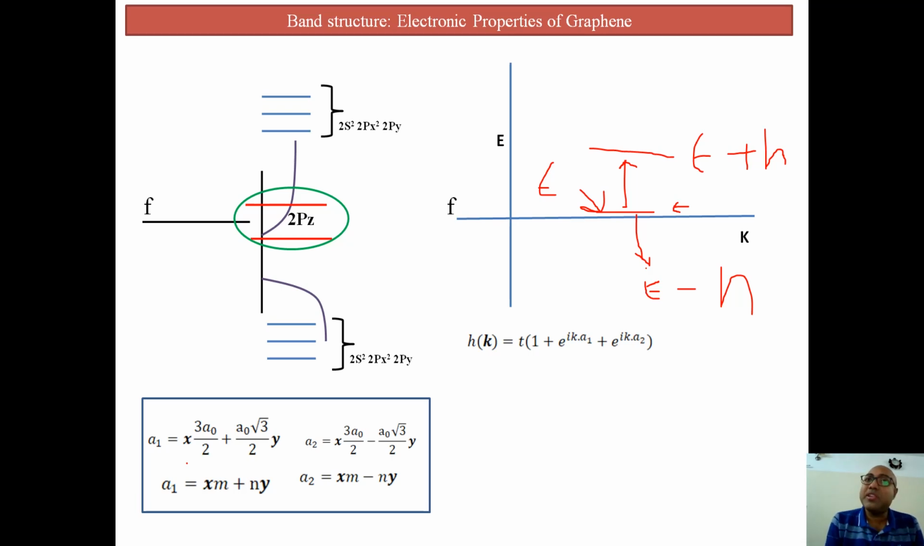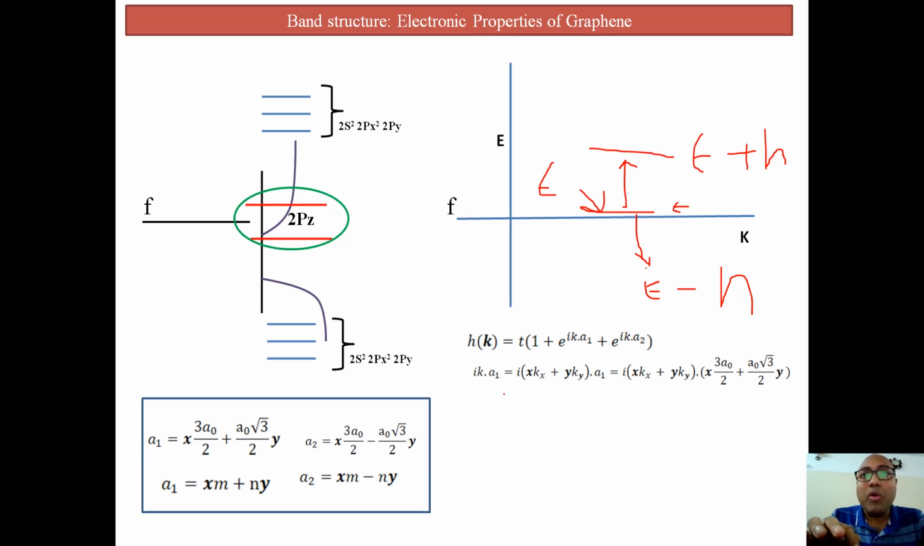So if you are okay, you can start with and retain E plus minus Hk, but people have done a lot more simplification further with these things. And here we have taken one of these eigenvalues like epsilon plus H. Okay, so I am talking about H which is positive. So 1 plus e to the power ik1 e to the power ik2.